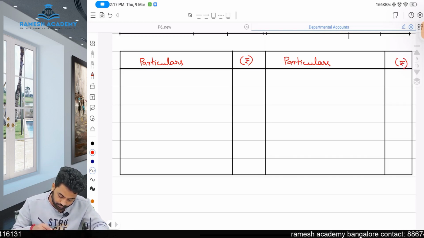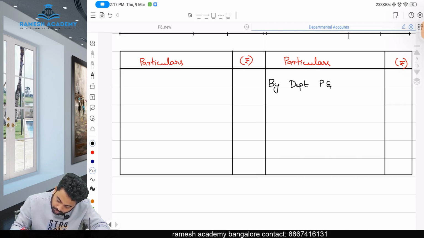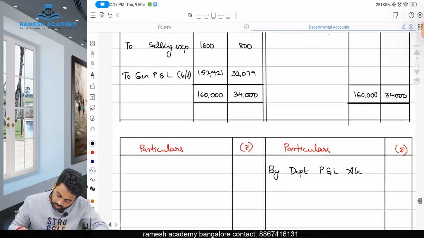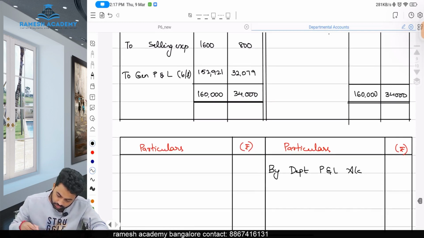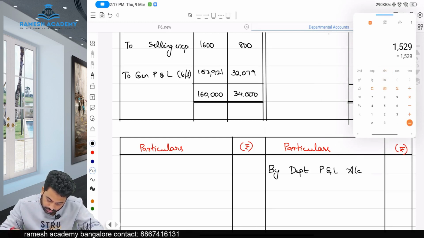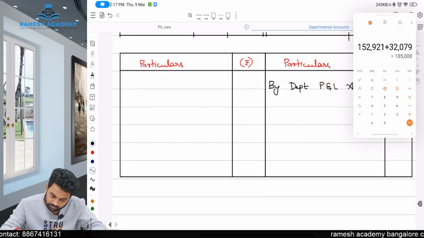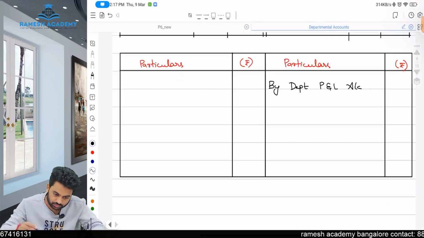Okay, first we have to bring the profit portion by departmental P&L account. How much is the total profit? Because we have to take it as an organization as a whole. 152,921 plus 32,079, which is basically 185,000, right?